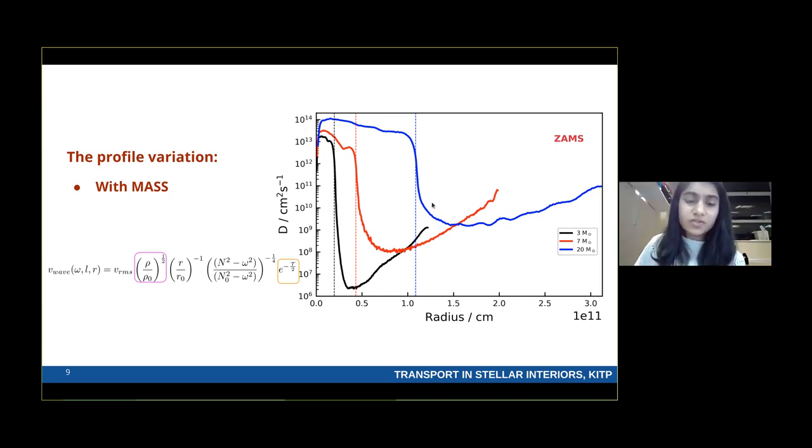I think it also depends on the simulation domain that we have considered here. So for the 20 solar mass, the simulation domain extends only up to 80% of the total stellar radius.